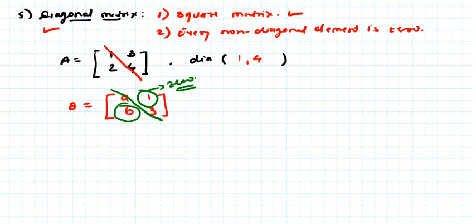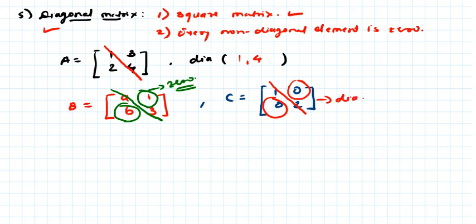Third example, suppose I take this as 1, 0, 0, 2. Now what is the diagonal? The diagonal is 1 and 2, and the non-diagonal elements are equal to 0. So this is a diagonal matrix.